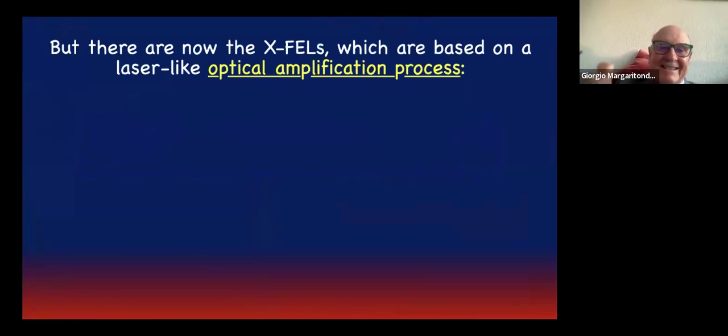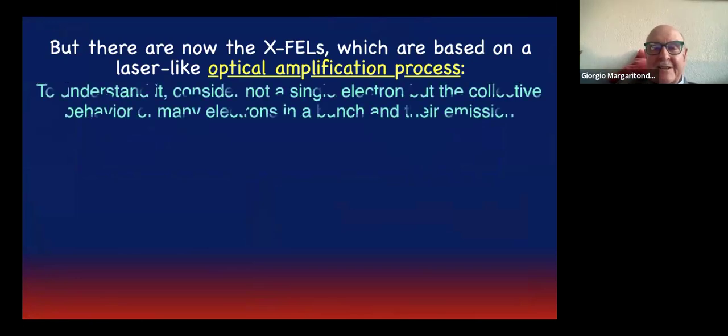However, we now have lasers. That is, devices that are laser-like because they use an optical amplification process. What's going on? The difference with respect to what we've been doing until now is that up until now, we have been looking at what happened to a single electron emitting radiation. And we neglected the fact that the electrons actually are in bunches. And so we should also look at the collective behavior of electrons in a bunch.